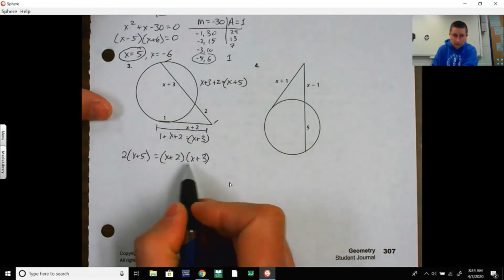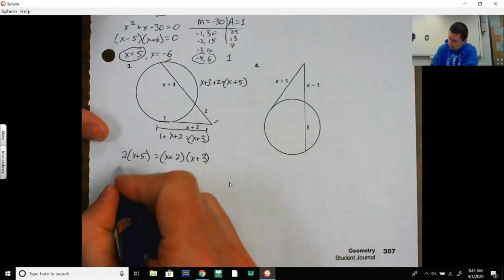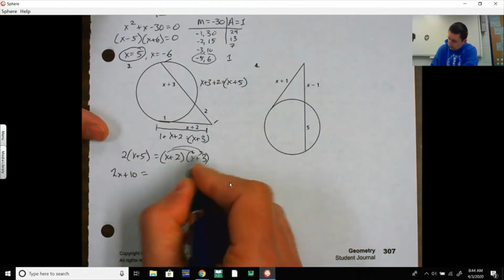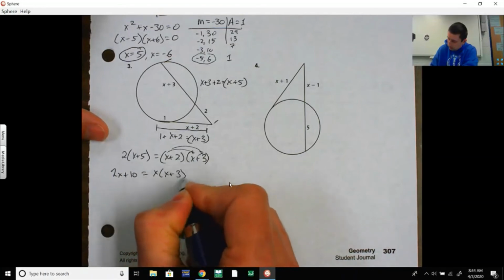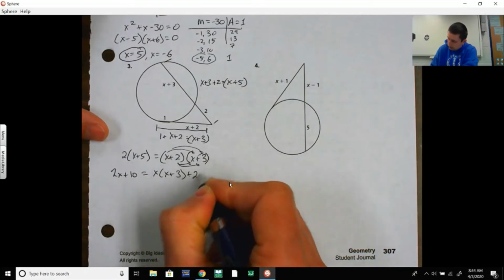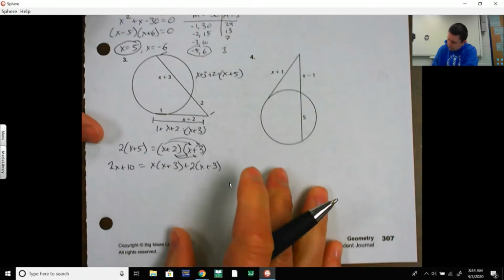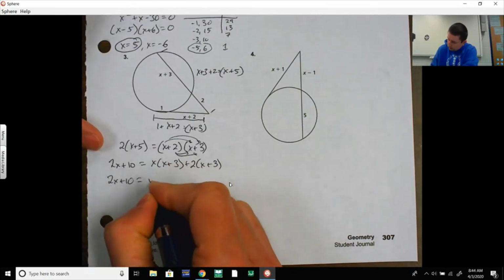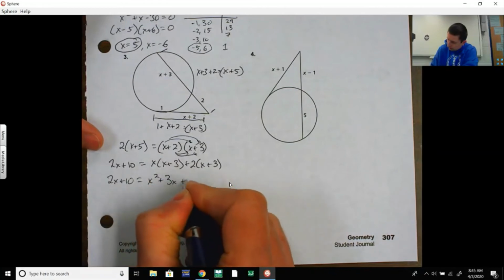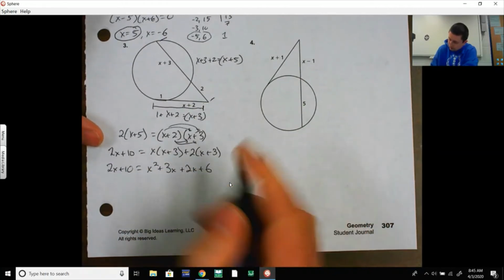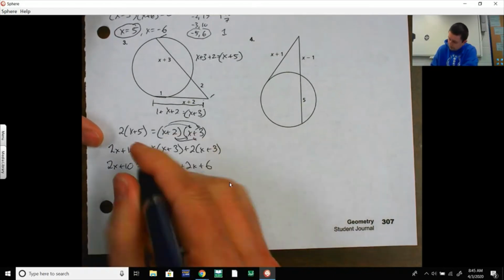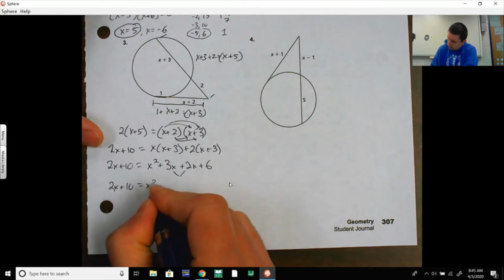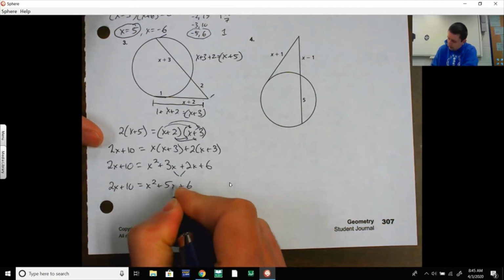Okay, this is the double distribute, or foiling. So 2x plus 10, we have to take the x times both of these. So we have to take x times x plus 3 plus 2 times x plus 3. So I get 2x plus 10 equals x squared plus 3x plus 2x plus 6. Combine like terms. So 2x plus 10 equals x squared plus 5x plus 6.